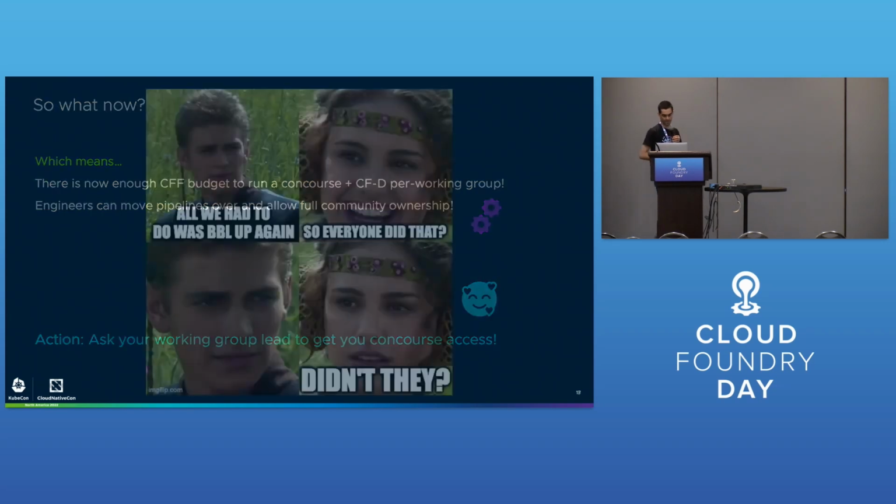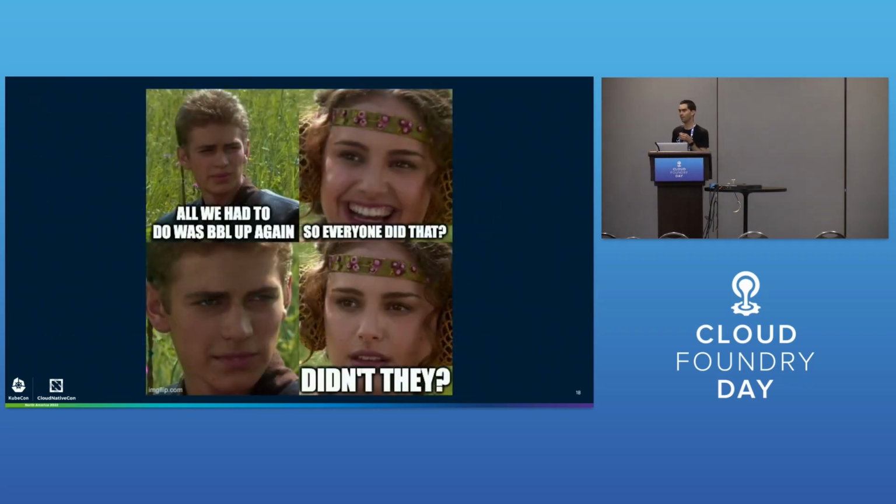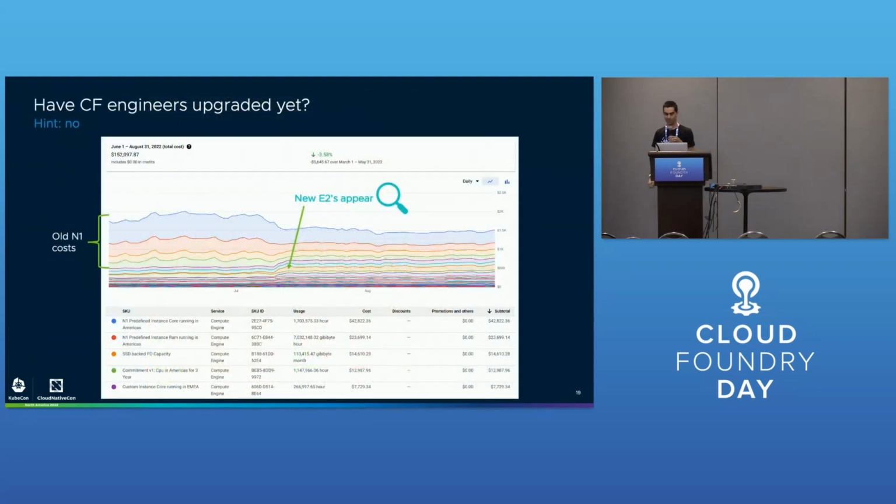Cool. So all they had to do was bubble up again, right? All we all had to do in this room was bubble up and deploy, right? So everybody did that, right? The answer is no. Nobody did that, basically.